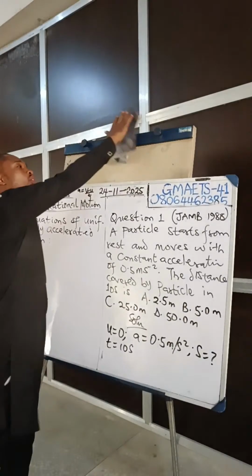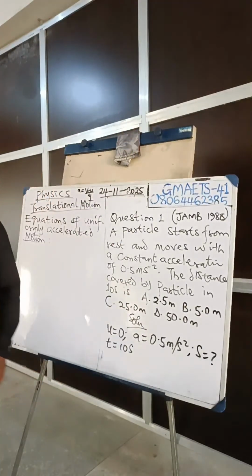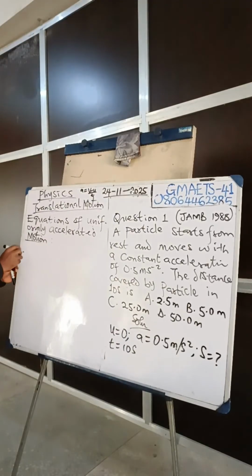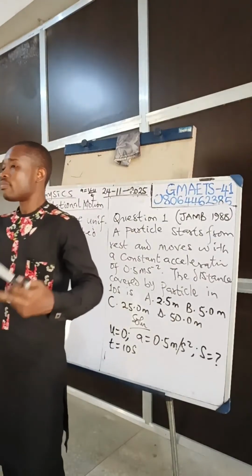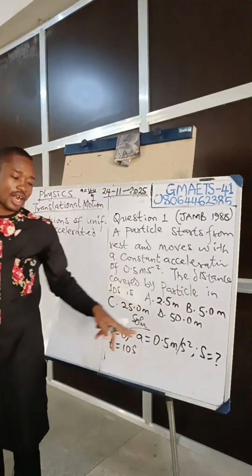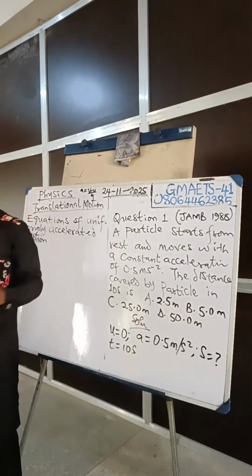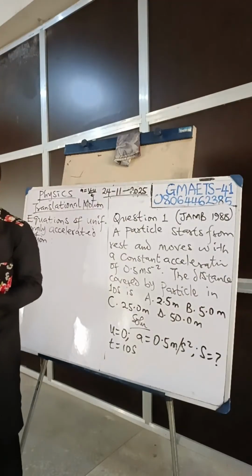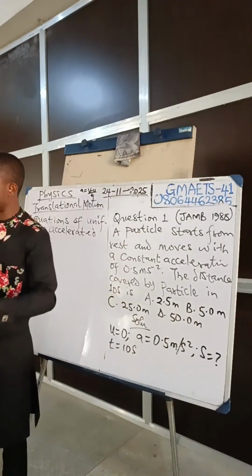Good. Tell me the second equation of motion. You use the first equation, second, and third. Okay, so what's the second equation of motion? Good. Now, do you think that equation can solve this problem directly? Yes. Why do you say so? Why do you say we can use this to solve for that distance?